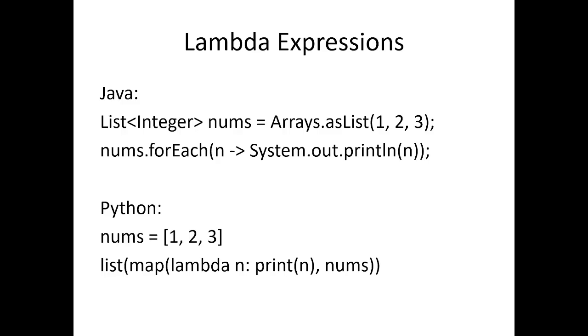So System.out.println, mainly n, the arrow mark and System.out.println. This is how lambda expressions are denoted. And here we need to define the expressions with lambda. So this is the major difference between the lambda expressions.